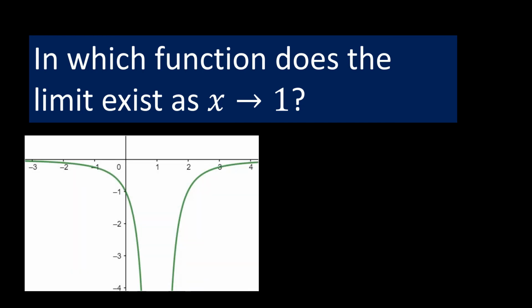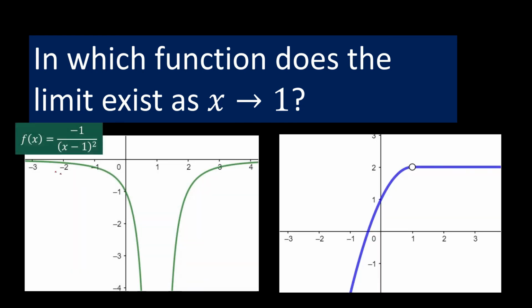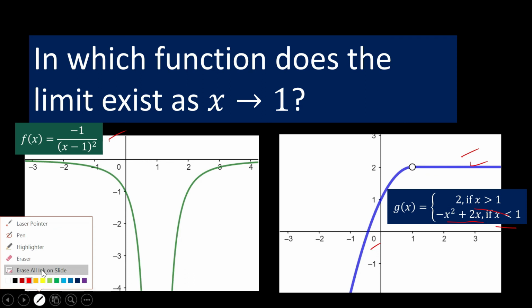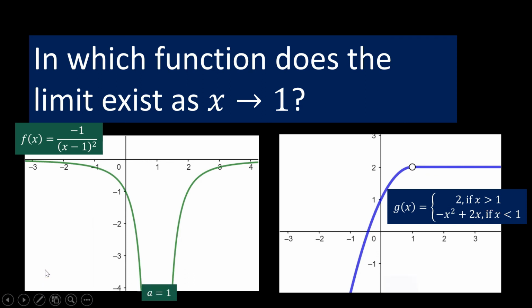This is a function defined by negative 1 over x minus 1 squared. So this is a rational function. This one is another piecewise function, and it is defined by this. It is equal to 2 when x is greater than 1. And it is equal to negative x squared plus 2x when x is less than 1. So in which function does the limit exist when x approaches 1?